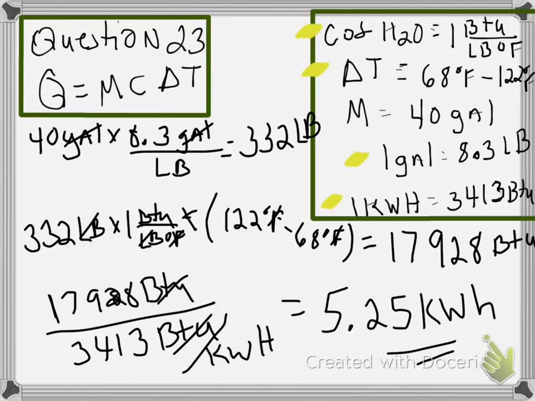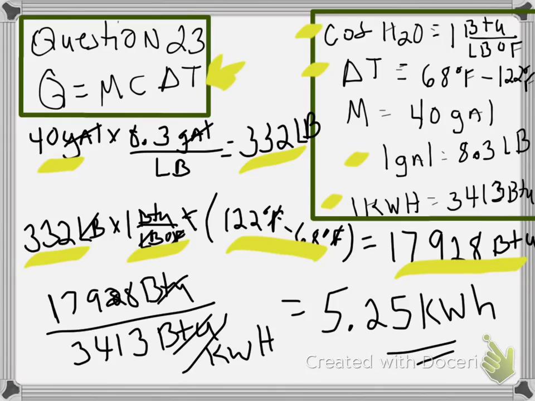And so I already wrote out, I have my 40 gallons, and that's going to be times the 8.3 pounds over a gallon. Gallons crosses out, and I'm left with pounds, and I get 332 pounds. Then I'm going to plug it into my equation above. This equation above, I do it down here. So this is my mass, this is my specific heat, and this is my change in temperature. My Fahrenheit's crossed out, my pounds crosses out, and my answer is left in BTUs. And I get 17,928.